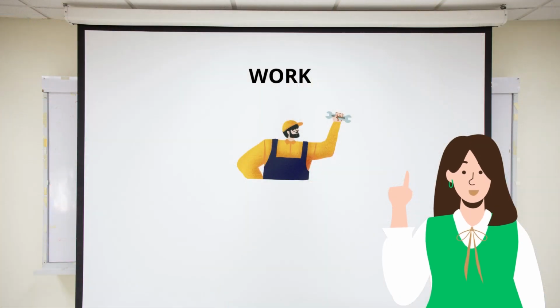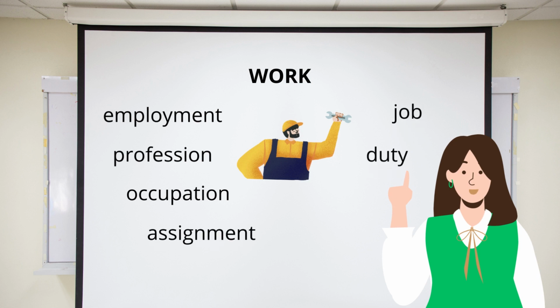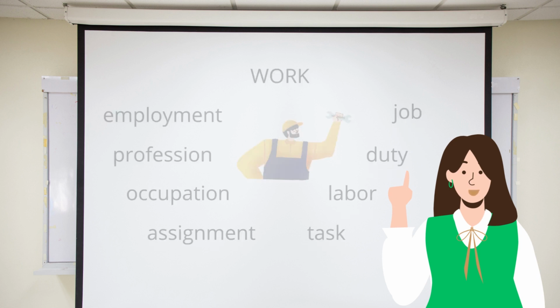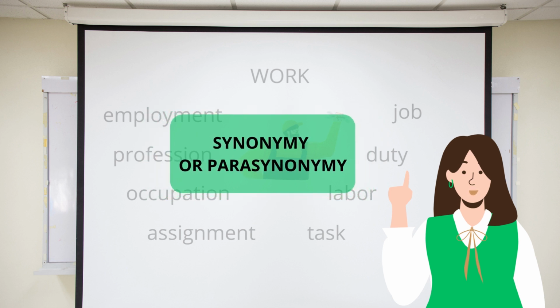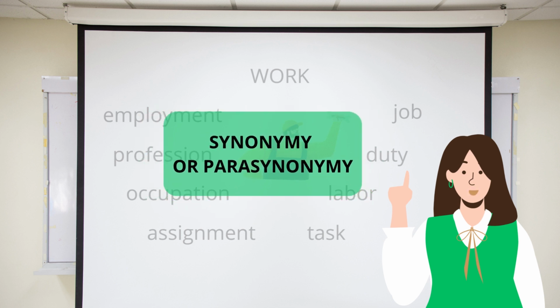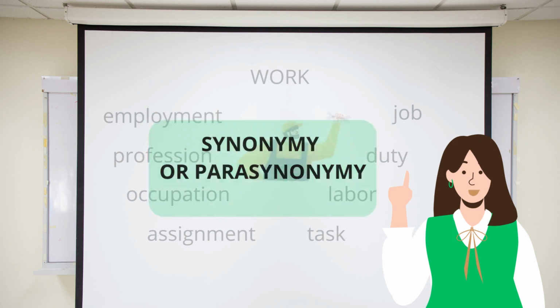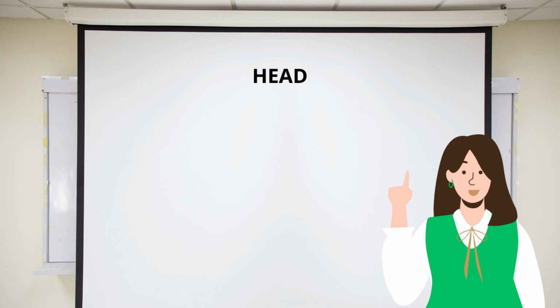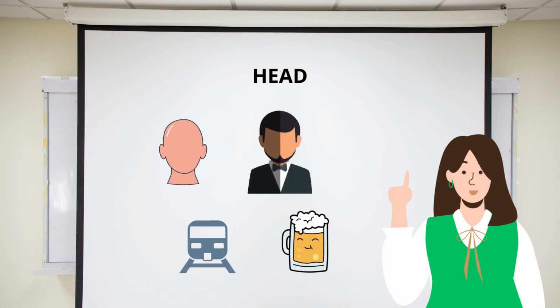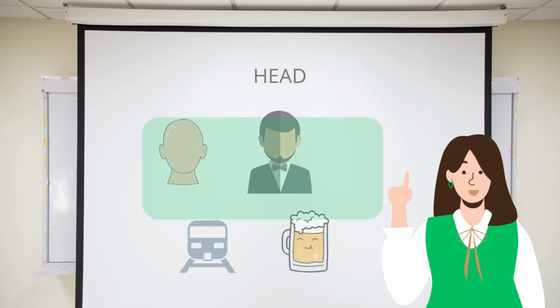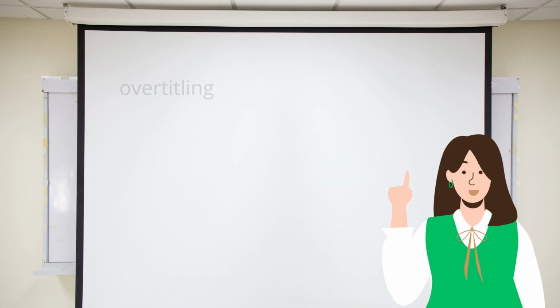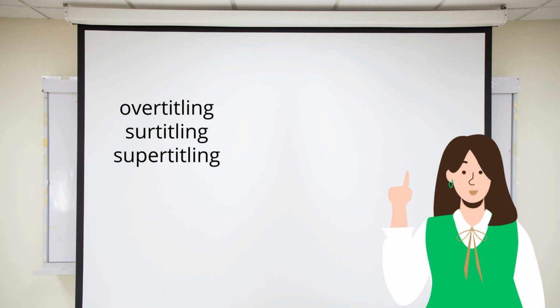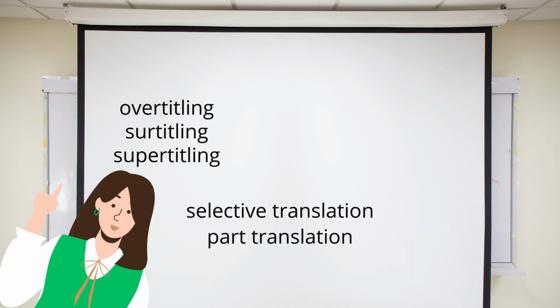Look, for example, with the word work, we can use employment, profession, occupation, assignment, job, duty, labor, and task. This is synonymy or parasynonymy because even though the words are similar, they don't mean exactly the same thing. Or another example, the word head can refer to the upper part of the human body, the top or front of something, a person in charge, or the froth on the top of a glass of beer. This is called polysemy. There are many more phenomena, but they can sometimes lead to confusion or misunderstanding.